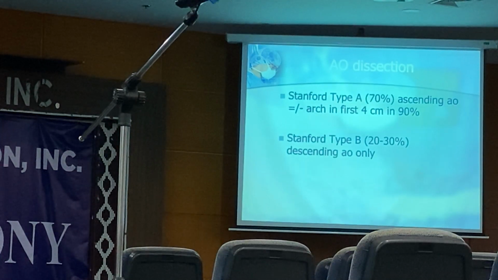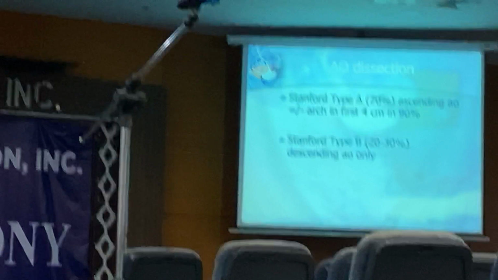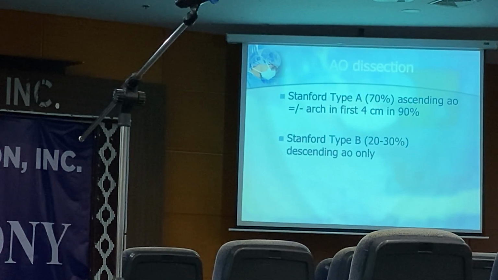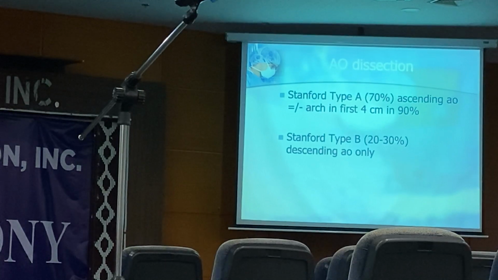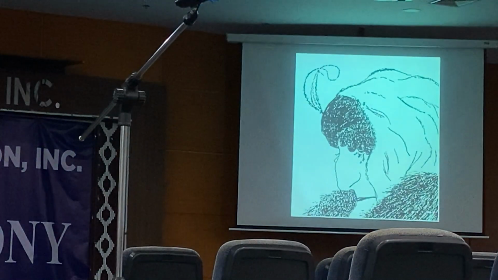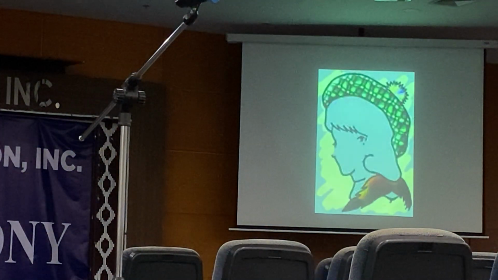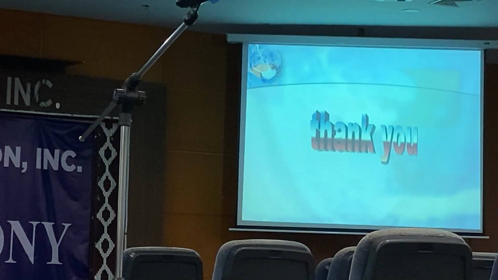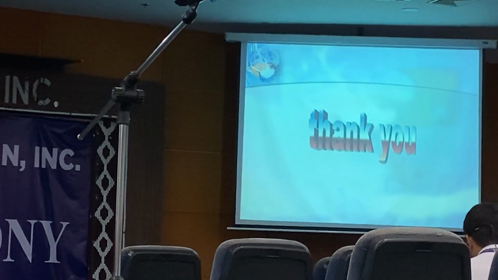Another classification is Stanford A and Stanford B. DeBakey type 1 and 2 is almost the same as Stanford A, and type 3 is Stanford B. So that's how you classify aortic dissection. So I think this ends my first part of the lecture. Let's take a 5-minute break, then I'll be discussing interventional radiology.